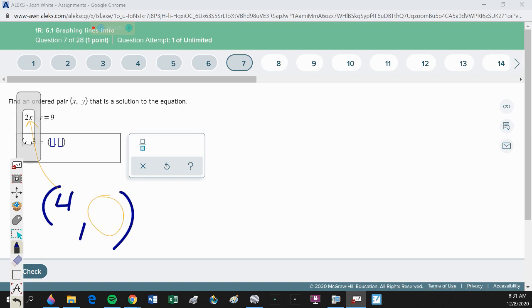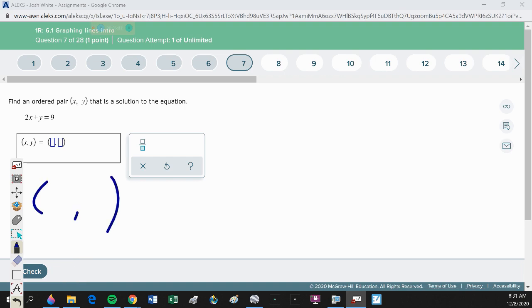Or you could do it the other way. You could plug in any y, so I could say plug in 0. So 2x plus 0 equals 9. Divide by 2. X is 9 over 2. And that goes right there. So choose any x or choose any y, and then you can solve.